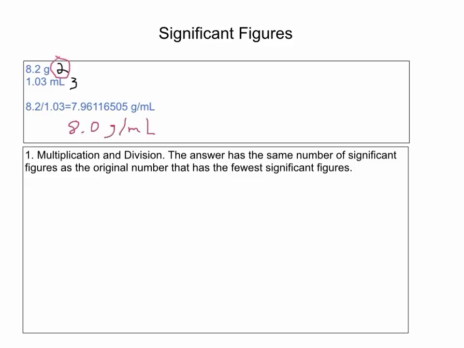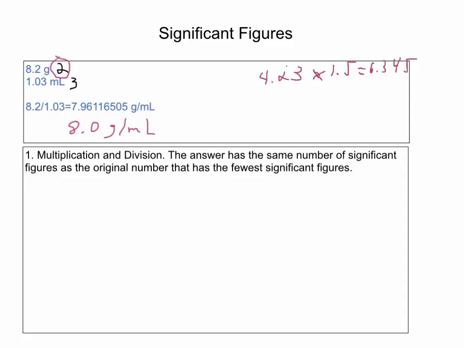Let's look at one more problem using multiplication and division. So if we have two measurements that we want to multiply, such as 4.23 times 1.5, we get 6.345.